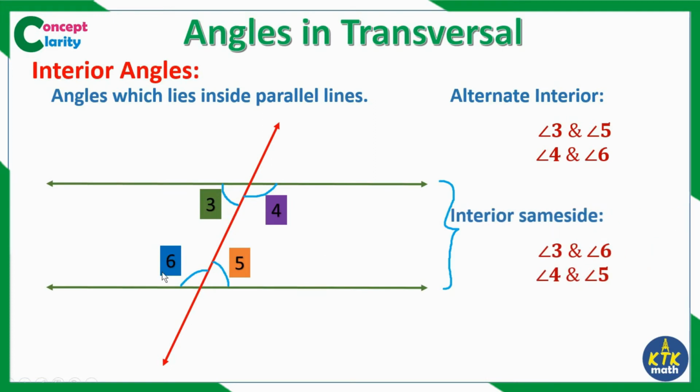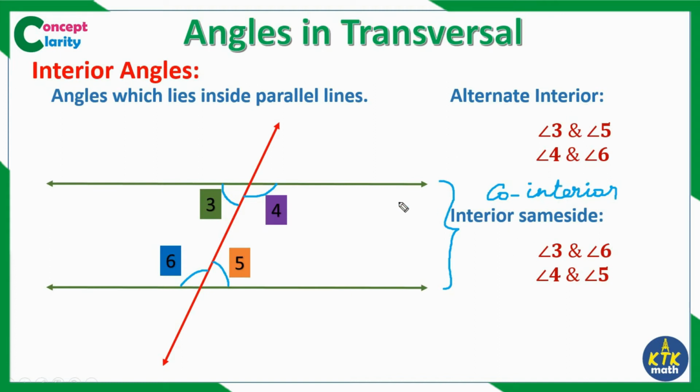And in the same way, interior same side angles. By using this, you can easily say 3 and 6 are on the same side of the transversal. That is, 3 and 6 lie on the left side of the transversal, and 4 and 5 lie on the right side of the transversal. So in the interior angles itself, we have two types: alternate interior and interior same side. Another name for interior same side is co-interior. In the same way, we may have co-exterior also.